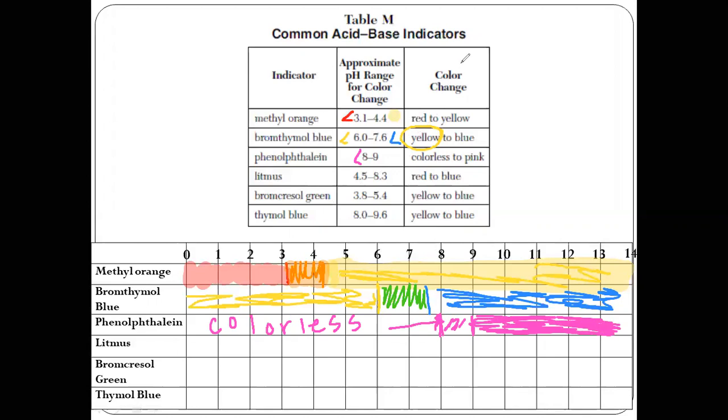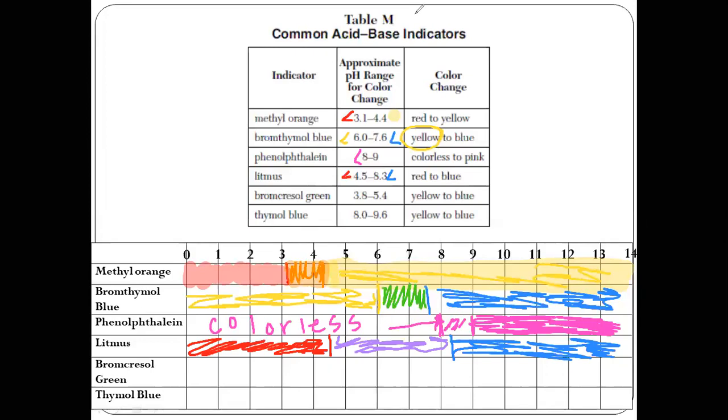All right, on litmus, we have red to start. So less than 4.5 is red. Okay, then we have blue. Above 8.3 is blue. So I'm getting the numbers from the chart. I'm not just making them up. And then in between, purple.